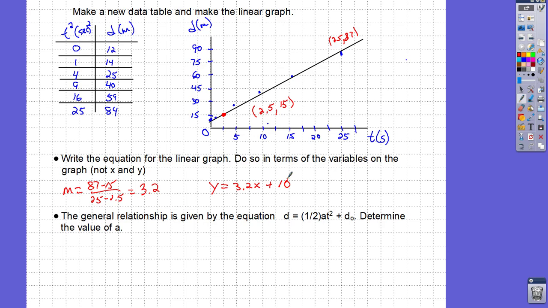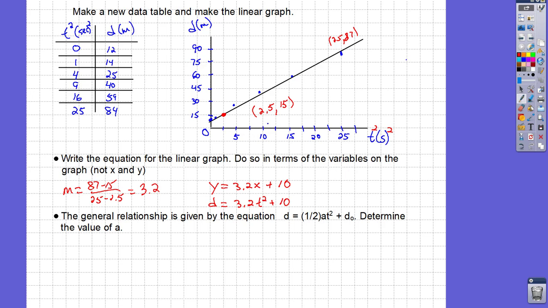Now what I want to do next is change that from y and x to the variables that we actually put on here. This is time squared, which is really important. So on the y-axis, I want to put the variable name that we had on the y-axis. So in this case, that's distance. So we're going to have 3.2 times time squared plus 10.